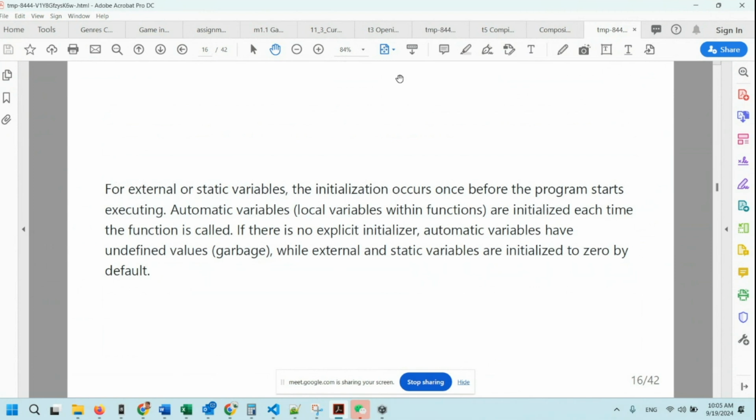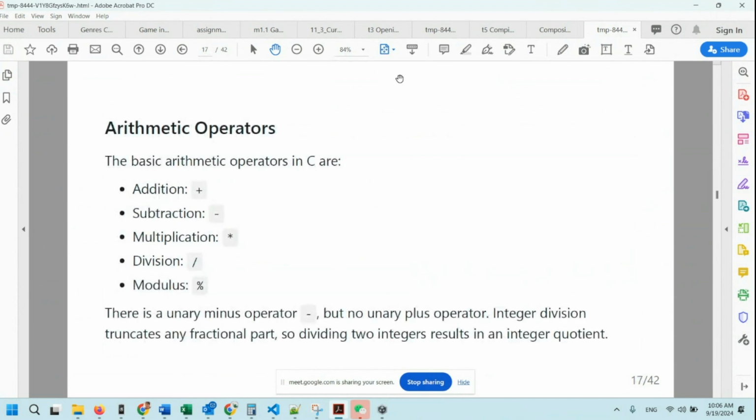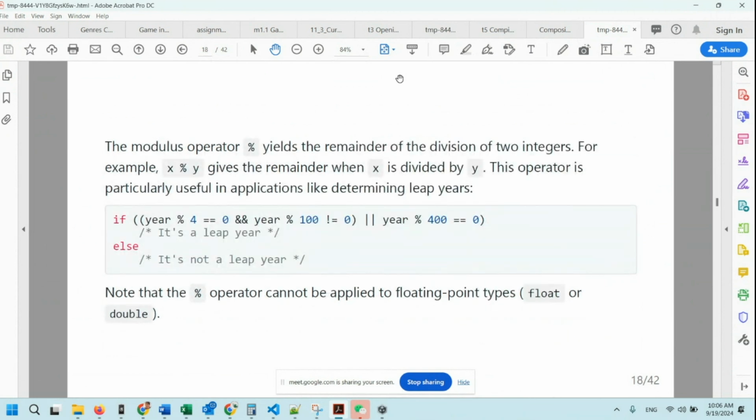How the variables are initialized, if it's an external or static variable versus an automatic variable. Again, automatic variable means the variable is a local variable within the function. So, arithmetic operators, all their definitions. And for the modulus, you cannot do that on float or double. It only makes sense for integer.